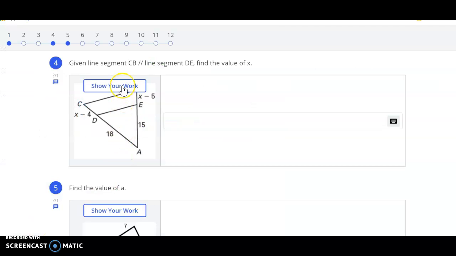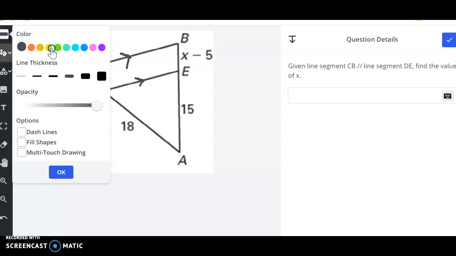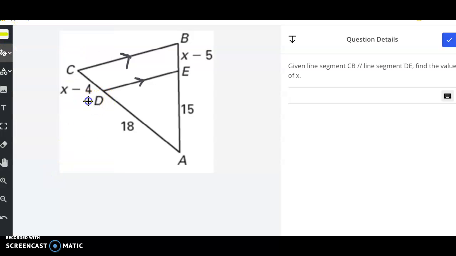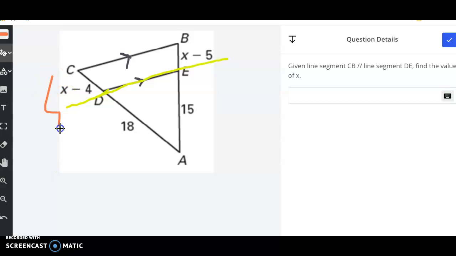The next level 1 and 2 problem is number 4. We'll click into here, but I do want us to notice that it does say that the segments are parallel. So because the segments are parallel, I can mark the sides as parallel, which now means that this line DE is going to cut the two sides into equal fractions.